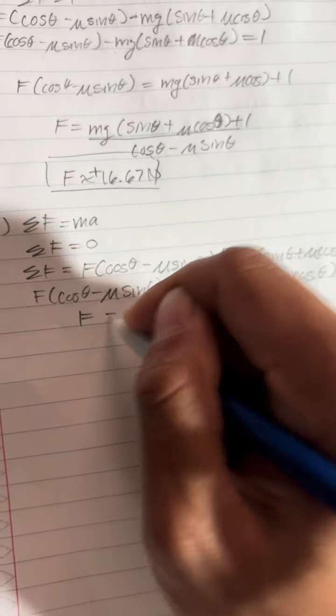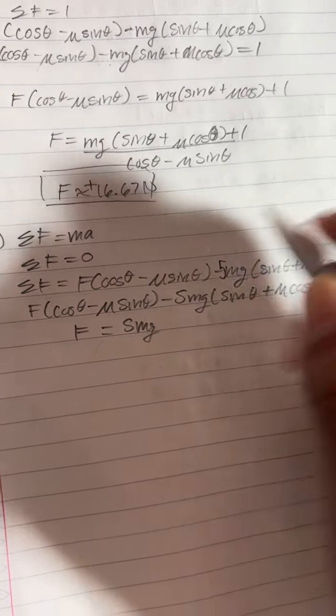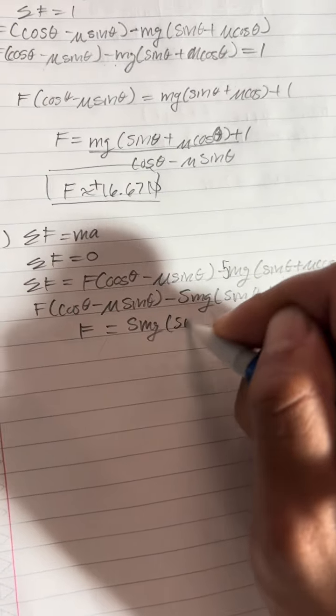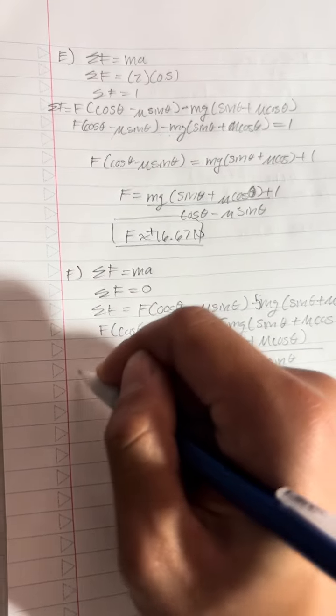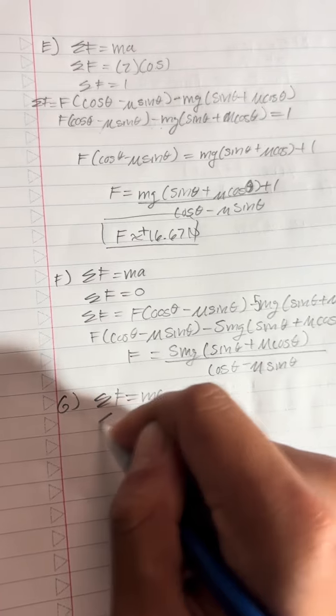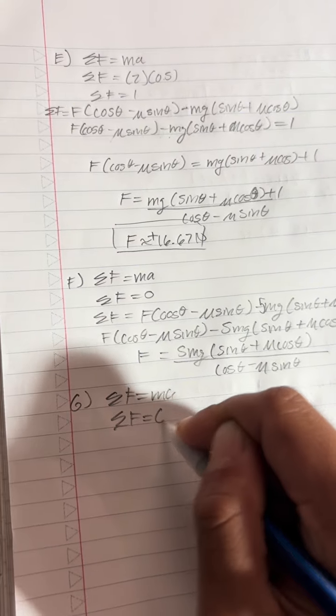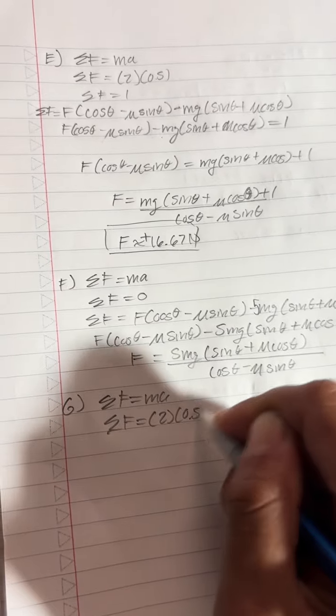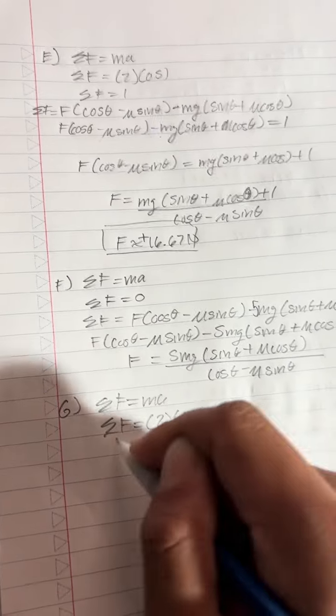So we have 5mg sine theta plus mu cosine theta all over cosine theta minus mu sine theta. That is our equation. Okay, now with this equation, we're able to do part G. So then we have the net force is equal to MA. Net force is equal to 2 times 0.5. So the net force is equal to 1.